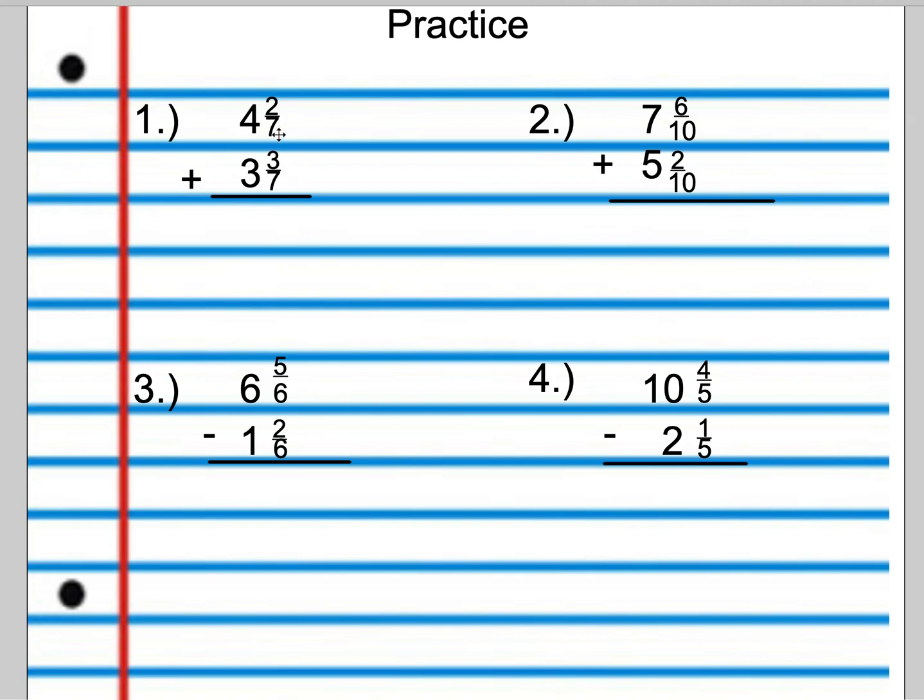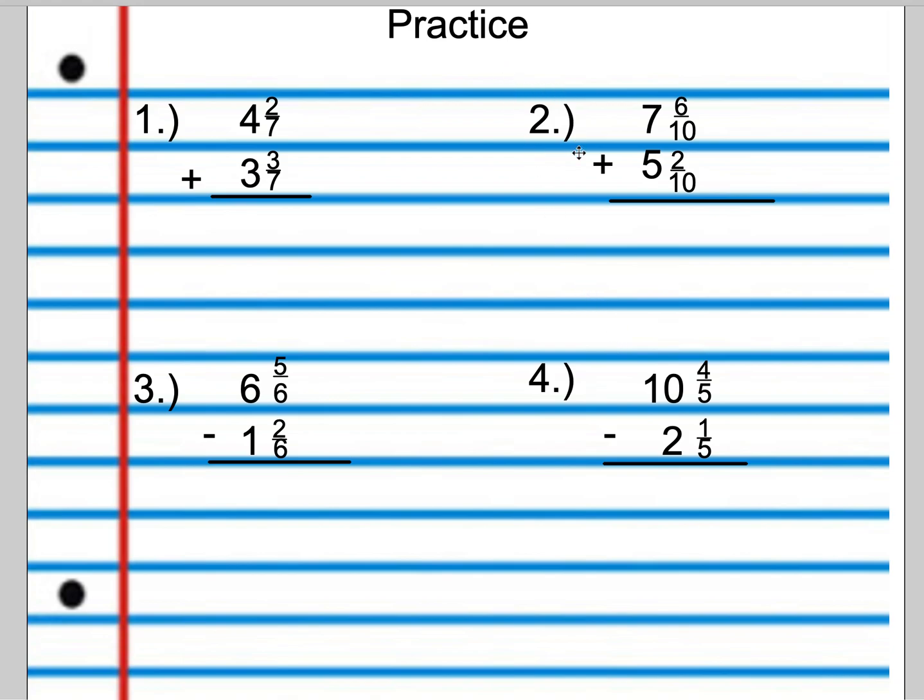Number 1 is 4 and 2/7 plus 3 and 3/7. Number 2 is 7 and 6/10 plus 5 and 2/10. Number 3 is 6 and 5/6 minus 1 and 2/6. And the final one is 10 and 4/5 minus 2 and 1/5. So go ahead, please push pause. I'm going to go over the answers in just a moment.